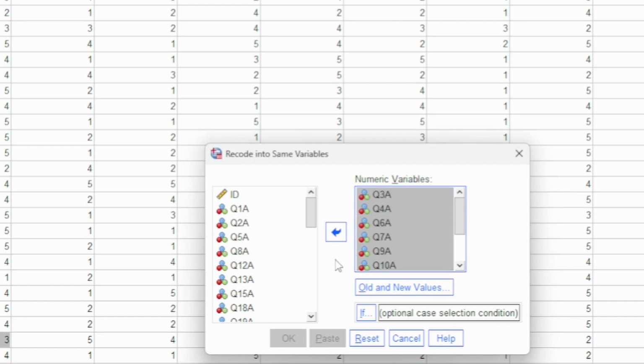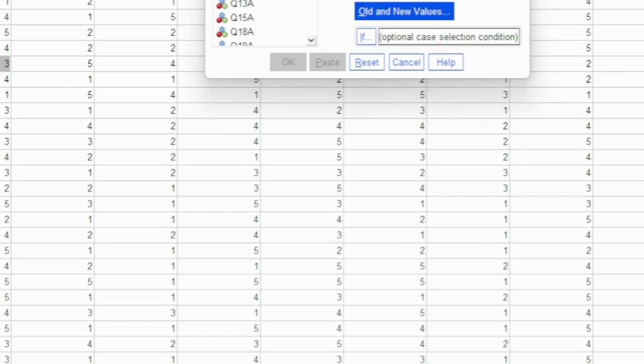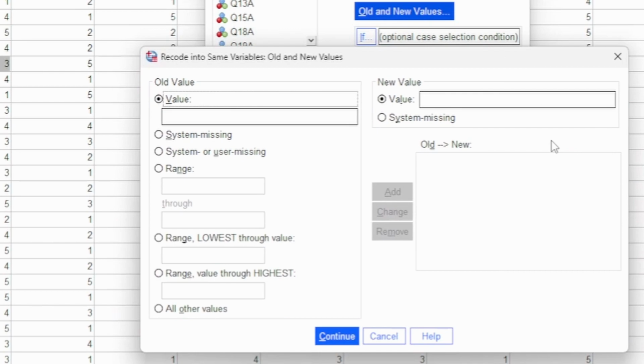It's fine. So see old and new values, that's what we're going to click here. And because this scale is on a scale of 1 to 5, 1 being strongly disagree and 5 being strongly agree, we need to reverse code all of those numbers. So the old value 5 would become 1, the old value 4 would become 2, 3 remains 3, and it's important that this is actually included, because if you just assume that what's left over will be the same, that would be the wrong assumption.